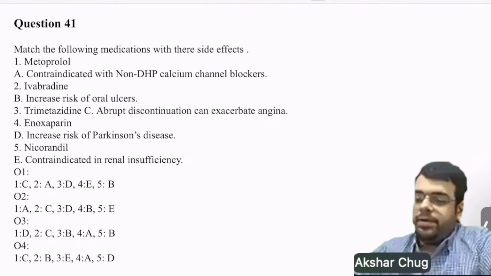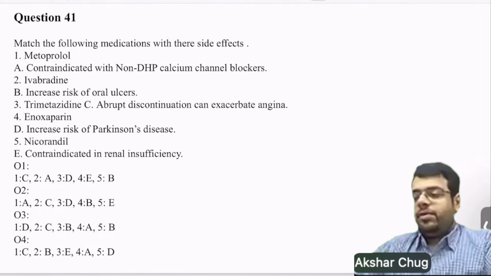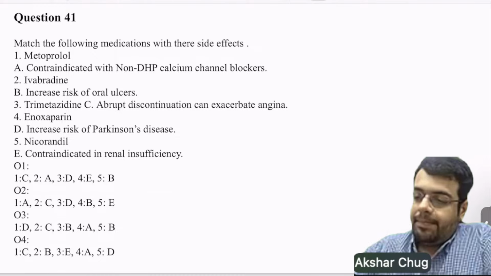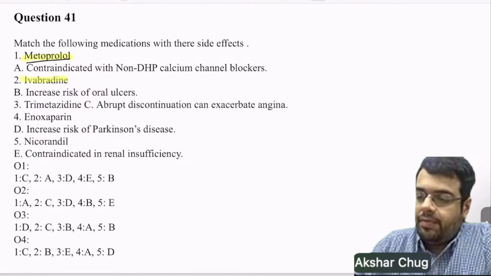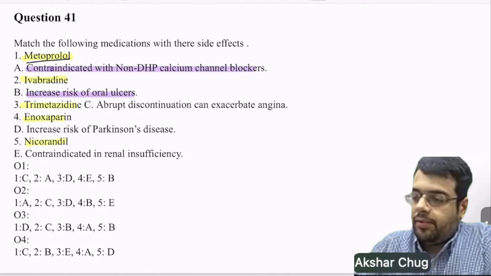Right. Moving on to the next question. Match the following medications with their side effects. Now, the medications we are given are metoprolol, ivabradine, trimetazidine, enoxaparin, nicorandil. Let's highlight both of the columns. And we are given the side effects: contraindicated with non-DHP, the risk of epidural hematoma, and so on.